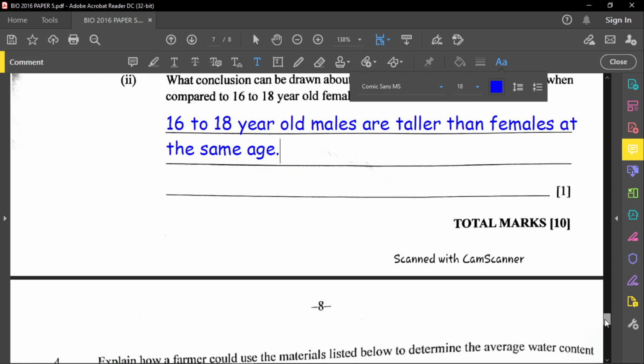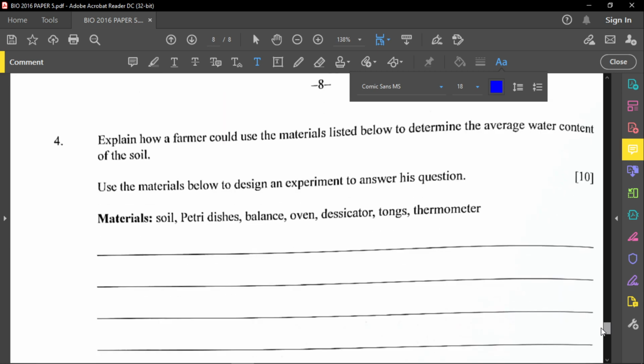All right, so let's now jump to our final question. It says: explain how a farmer could use the materials listed below to determine the average water content of the soil. It says to use the materials below to design an experiment. So this would be like a skill D question, all right, to answer the question.